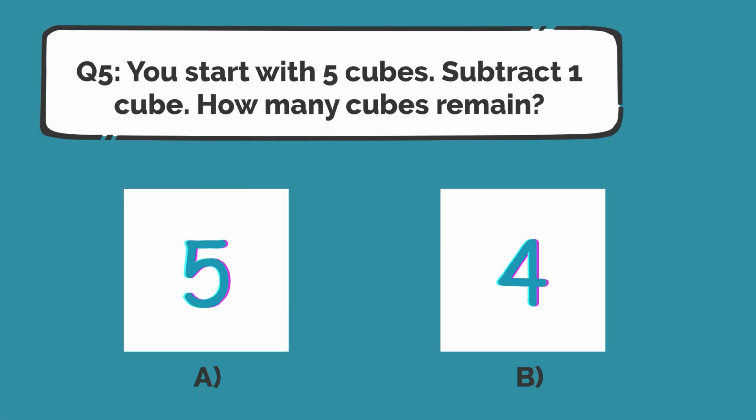You start with 5 cubes. Subtract 1 cube. How many cubes remain? Is it Option A or Option B? Think about it. Excellent! The correct answer is Option B, 4. 5 minus 1 is equal to 4.